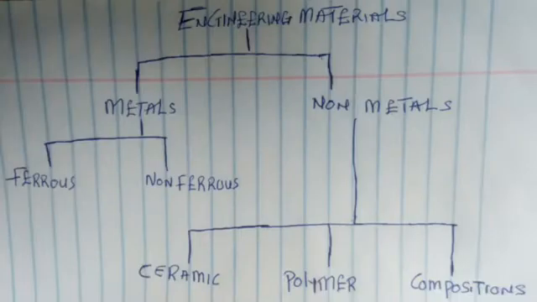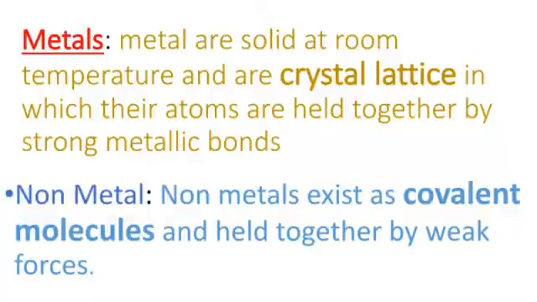Okay, engineering materials, we're going to deal with all this. We have the metal. Under the metal we have the ferrous and non-ferrous metal, and under the non-metals we have the ceramic, the polymer, and the composite. Now we are going to start from the metal. After the metal we'll come to the non-metal. All right, now let's first of all look at definitions of them.